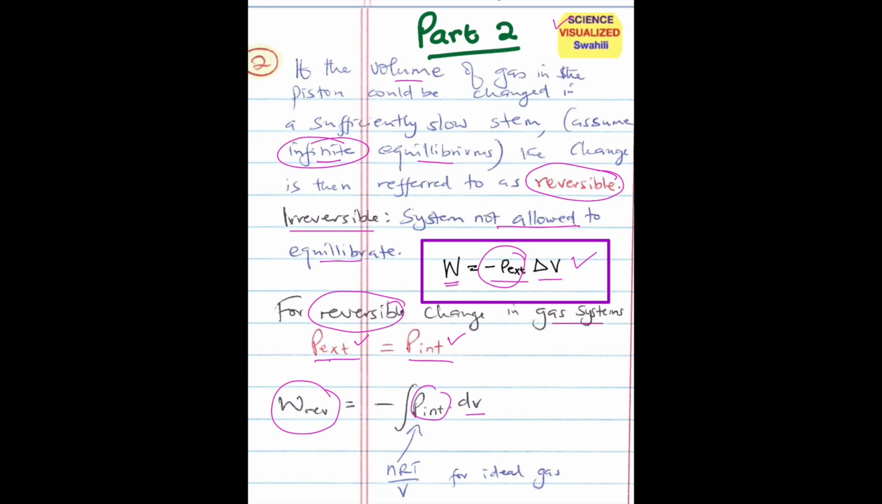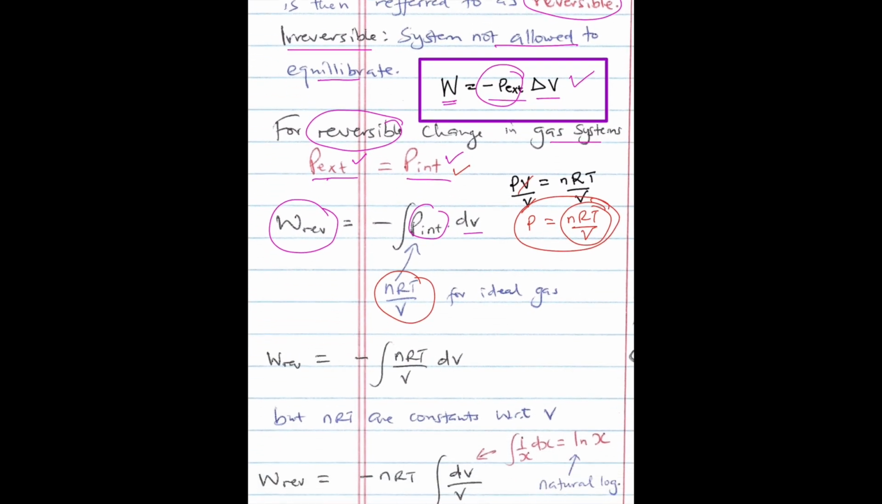We know from the ideal gas equation that pressure times volume, PV, equals number of moles times the universal gas constant times temperature. So PV equals nRT. If we divide both sides by volume, you end up cancelling out the volume, and now you have pressure equals nRT over V. So we can substitute for P internal with this value here. P equals nRT over V. So instead of P internal, we use nRT over V, and that's from the ideal gas equation.